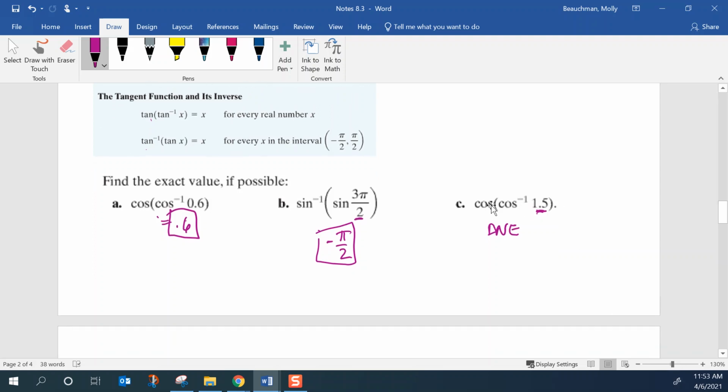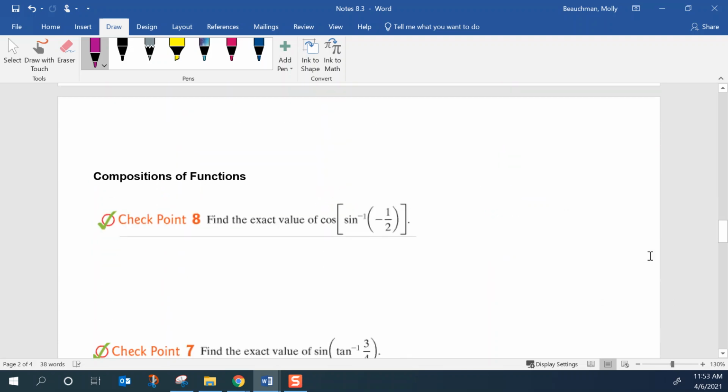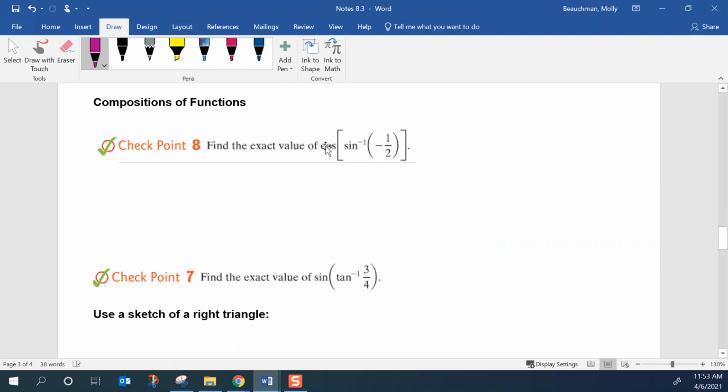All right, so those are compositions of functions with themselves, cosines with inverse cosines, sines with inverse sines. What if you're taking a composition of two different functions? Find the exact value of the cosine of the inverse sine of negative 1/2. So we work from the inside of the function out. So first thing we do is find the inverse sine of negative 1/2, and then we find the cosine of that value. So the inverse sine of negative 1/2, take a look on your unit circle.